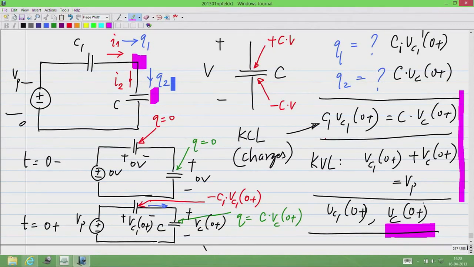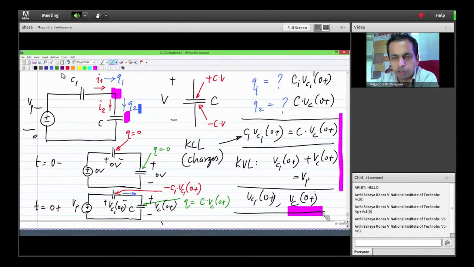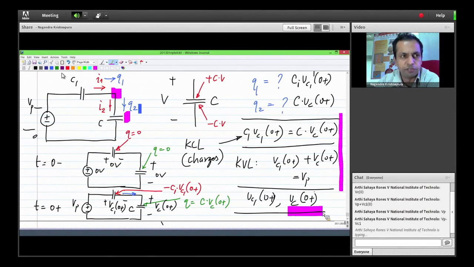So, as usual, we use KCL and KVL to determine everything, but in this case KCL is formulated in terms of charges, because the capacitor voltages are changing instantaneously and the currents are infinite, that is all. So, we have two equations, two unknowns, so we should be able to solve them. Please calculate Vc of 0 plus and let me know what it is.